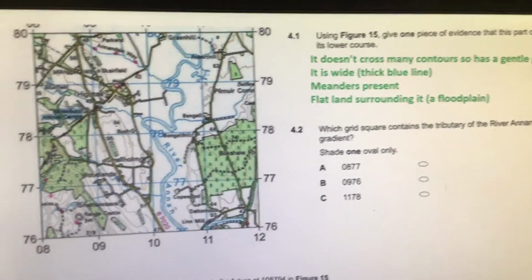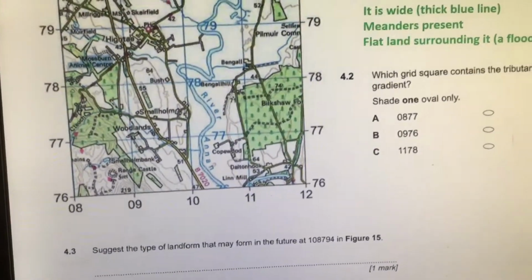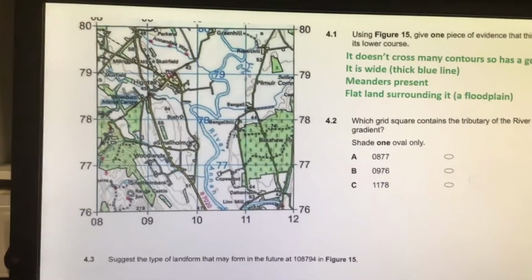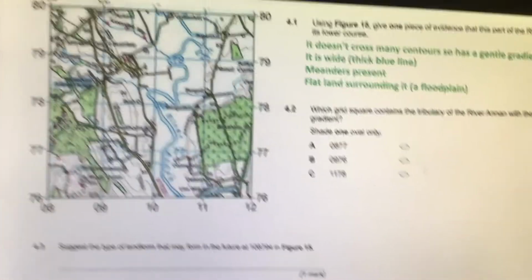And also you can see some meanders, so the river is twisting and turning as it flows, and meanders tend to be found in the middle or lower course of the river. So any one of those would get you the mark.